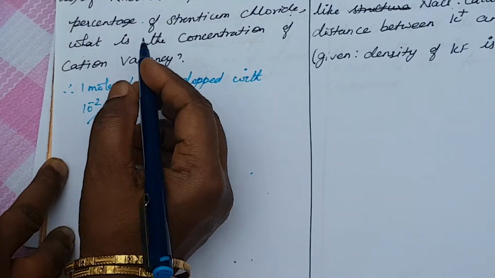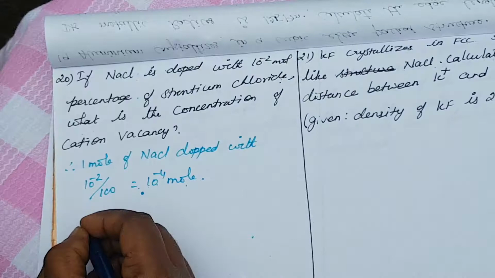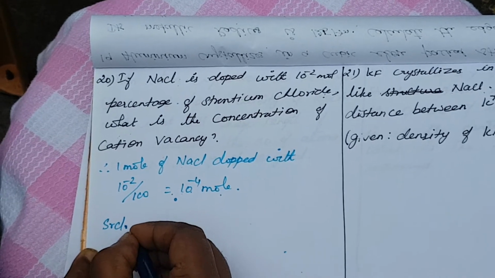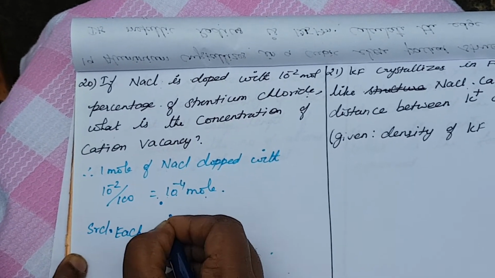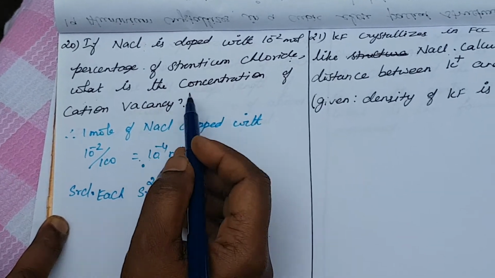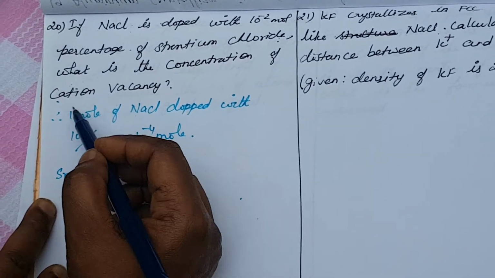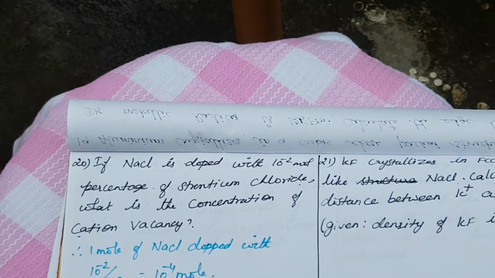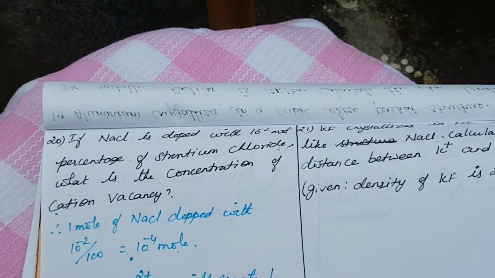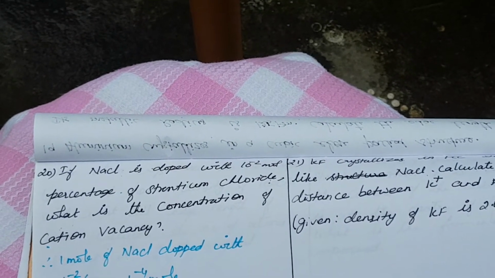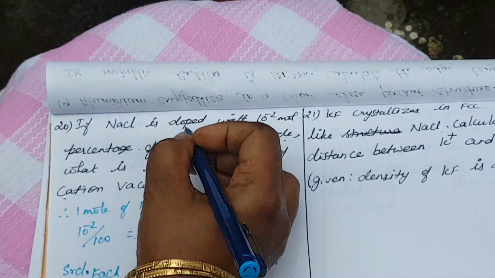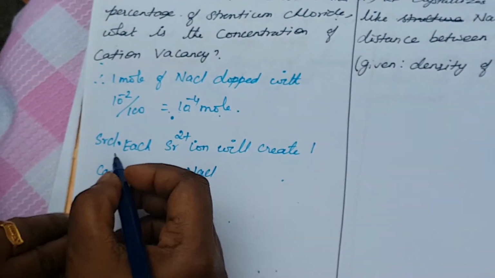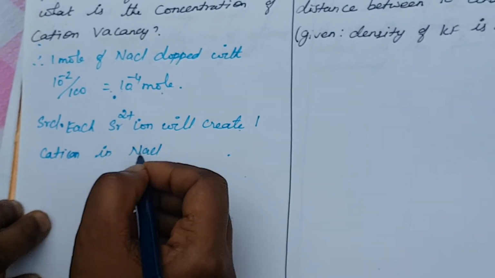So what is the strontium chloride? SrCl2. Each strontium 2 plus ion will create 1 cation vacancy in sodium chloride. Cation means positive ion vacancy. So what is meant by dope? Strontium chloride is doped with sodium chloride. Each strontium 2 plus ion will create 1 cation vacancy in Na plus.